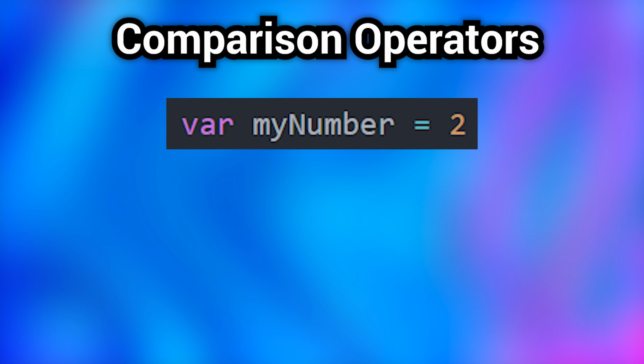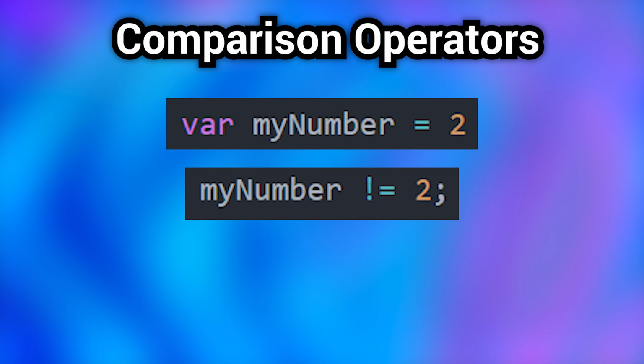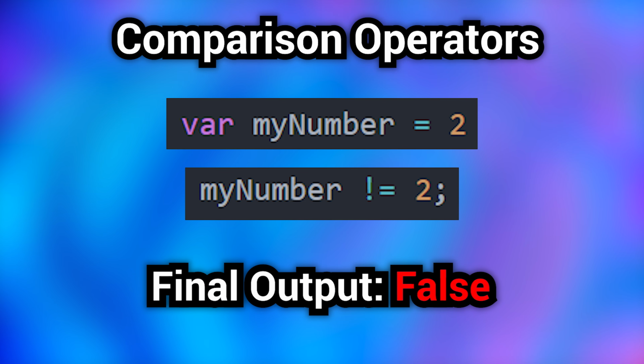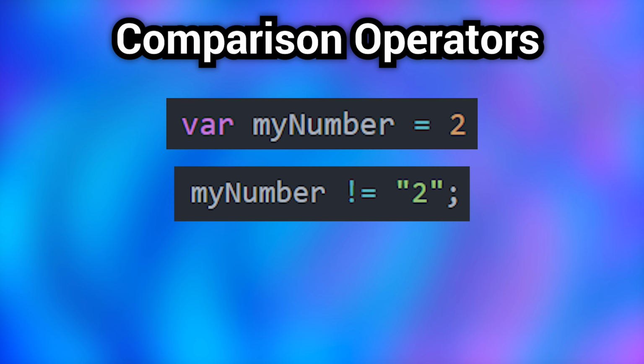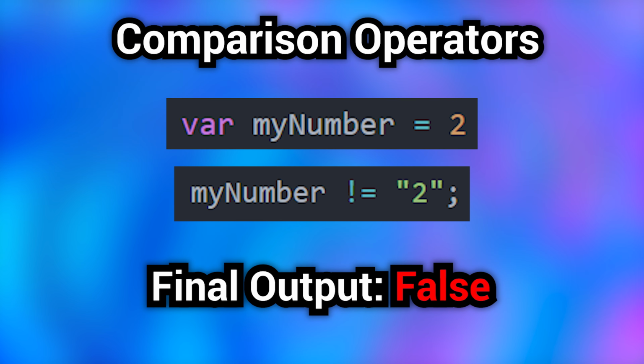The not equals operator is used to check if two values are not equal to each other. This also does not consider the data type of the value. So if we said myNumber != 2, it would say false because these are equal. As well as this, if we said myNumber != "2", the string of 2, we would also get false because these are equal as the data types are not considered.